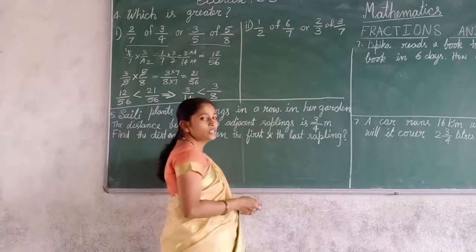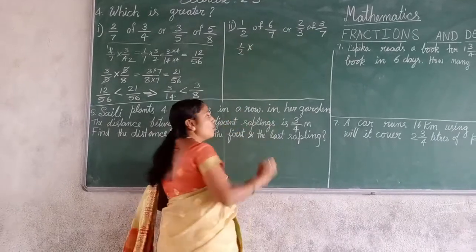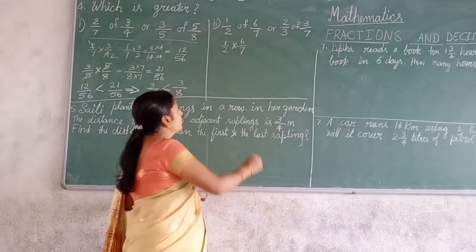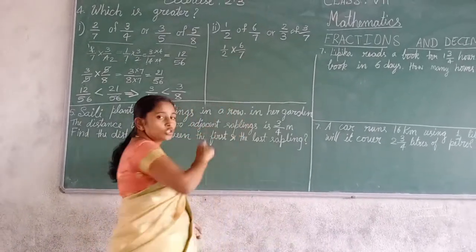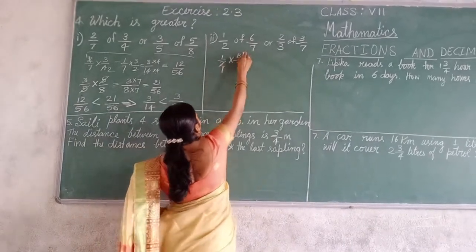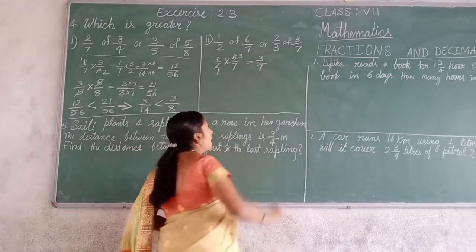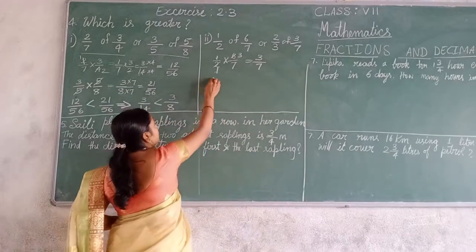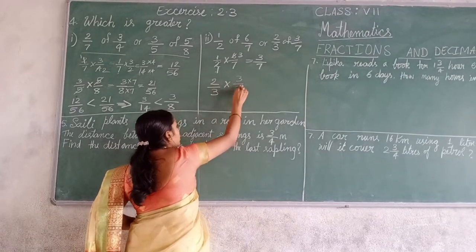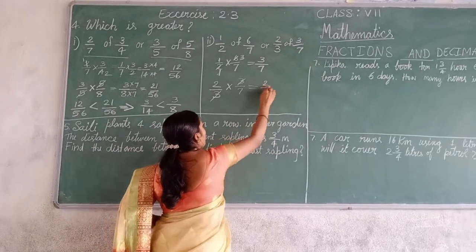Let us go to the second question. 1 upon 2, and the word "of" represents multiplication, so let us write the multiplication. Here also think whether it is possible to simplify. 2 ones are 2, 2 threes are 6, so we get 1 upon 7. The next one is 2 upon 3, in place of "of" I will use multiplication, 3 upon 7. Here also 3 gets cancelled, giving 2 upon 7.